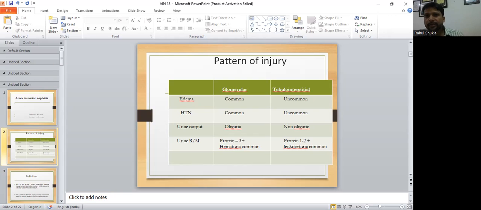Hypertension is relatively more common in glomerular disease and less common in tubular interstitial disease, as the tubular interstitial compartment is associated with the concentration mechanism. So urine output is usually preserved in tubular interstitial disease, and in glomerular disease, because of less filtration, we usually see oliguria. And in urine microscopy, we usually get more proteinuria, and hematuria is also more common with glomerular disease, and these are less common in tubular interstitial disease. But leukocyturia is relatively more common with the tubular interstitial pattern of injury.